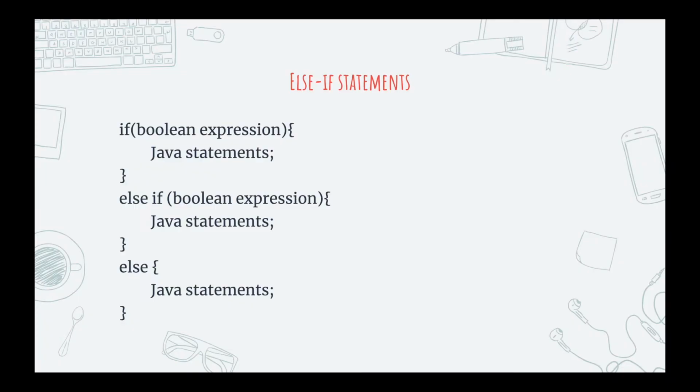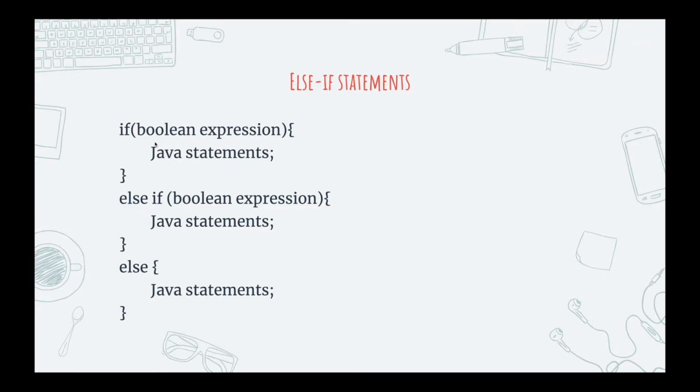Now we have an else if statement. Let's say we want multiple Boolean expressions to evaluate before we reach the else statement. Well, we can do that with the else if statement. So it first does if Boolean expression and the Java statements here. Basically, the compiler looks at this section first. It ignores anything after that for now and says, hey, I want to evaluate the Boolean expression.